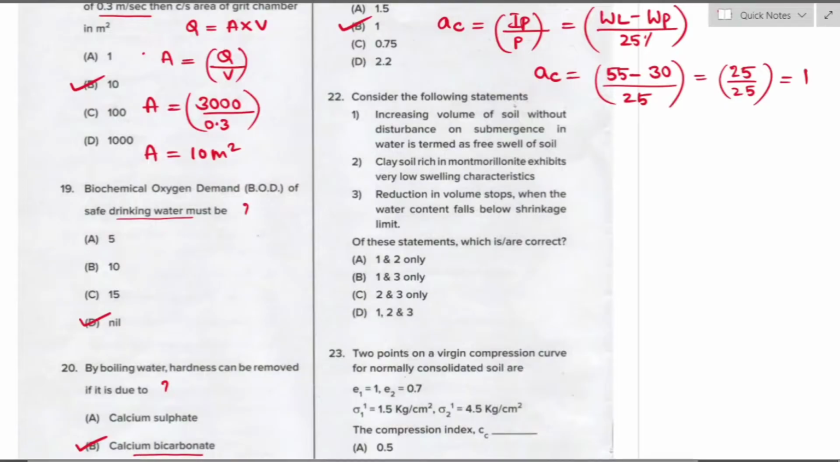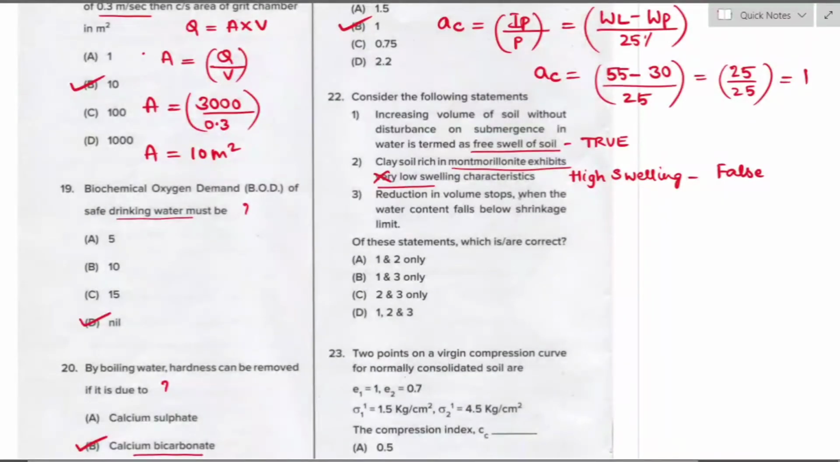Question number 22. Consider the following statements. Statement 1. Increasing volume of the soil without disturbance on submergence in water is termed as free swell of soil. So this is a true statement. Statement number 2. Clay soil rich in montmorillonite exhibits very low swelling characteristics. So if the clay mineral is montmorillonite, it exhibits very high swelling characteristics. So it is a property of high swelling. So it is a false statement.